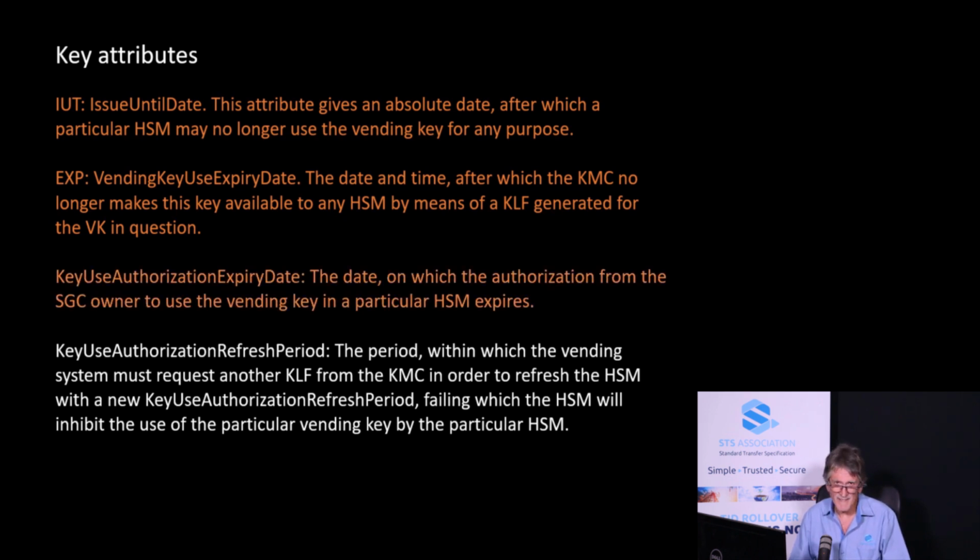The key use authorization expiry date. This is the date on which the authorization from the supply group owner to use the vending key in a particular HSM expires. And this is typically used for people who want to allow, say, a sub-vendor to use their supply group code for a fixed period, let's say a year, for a contract, for example. Then you set this key use authorization expiry date to the end of the contract date, after which time the security module will no longer use that supply group code or that vending key to issue tokens.